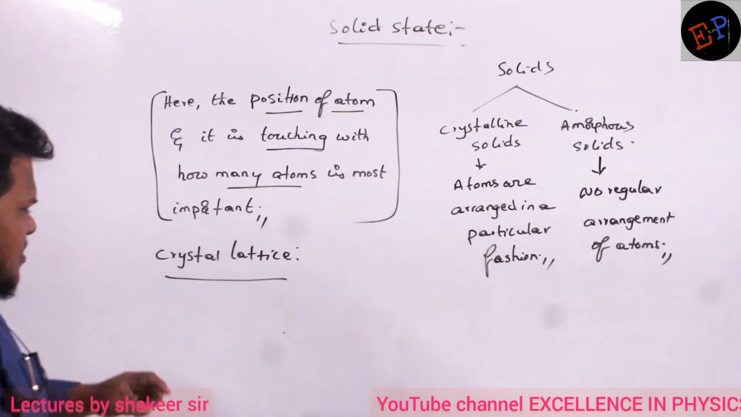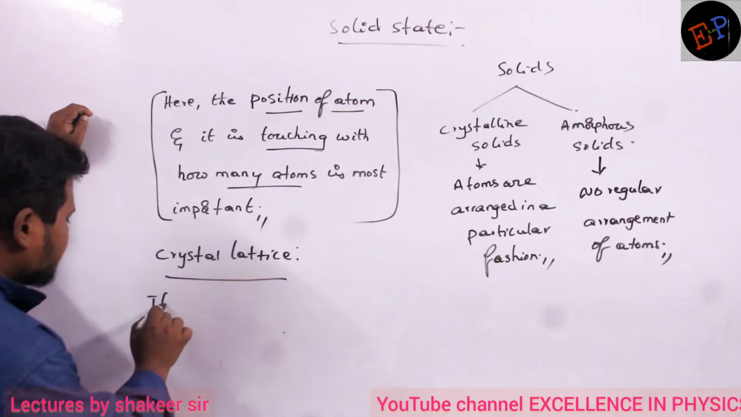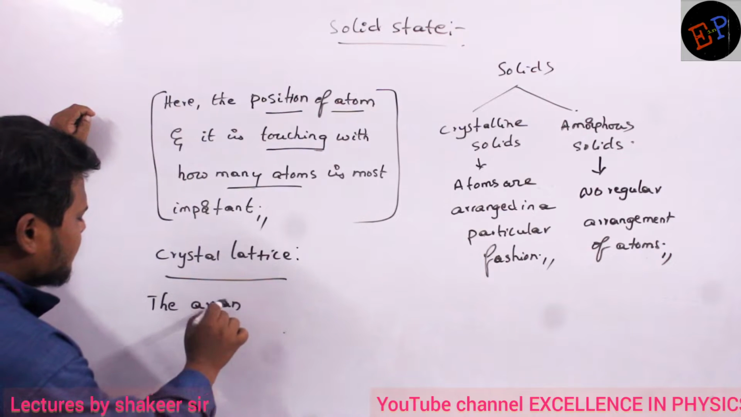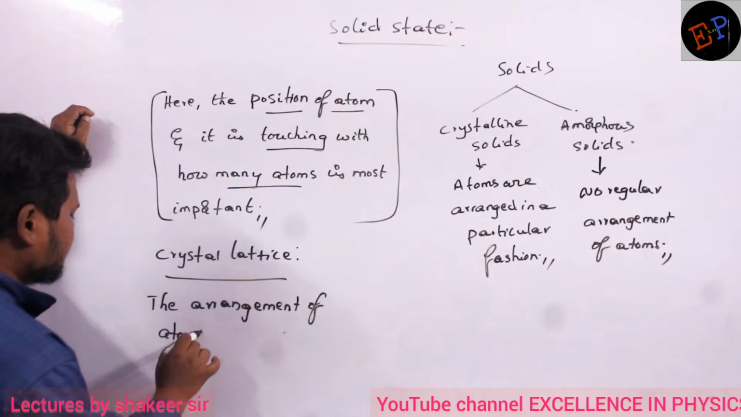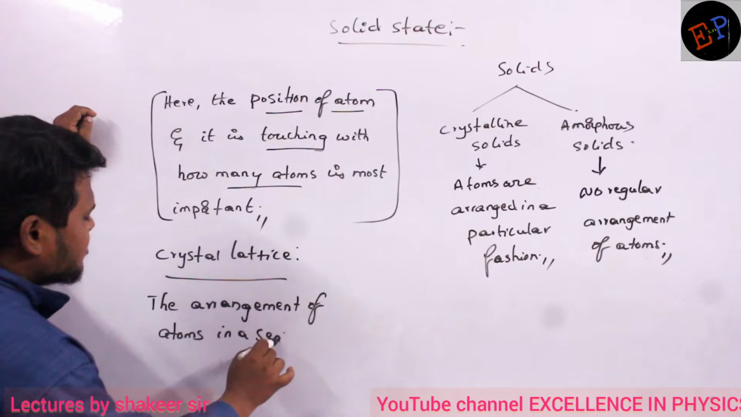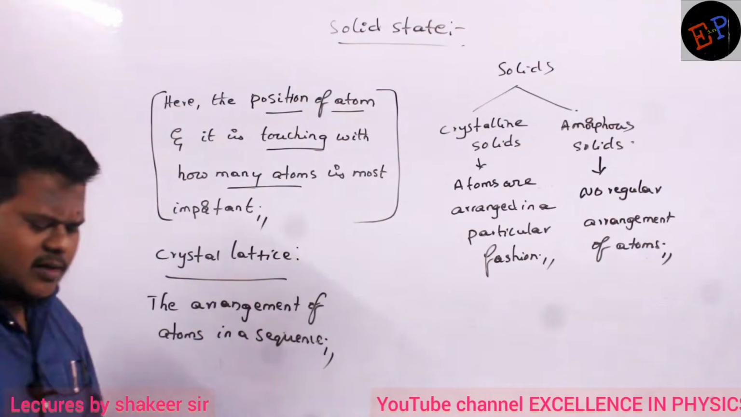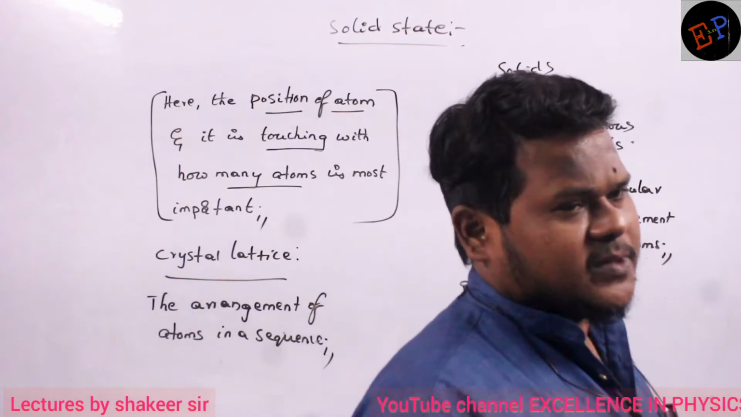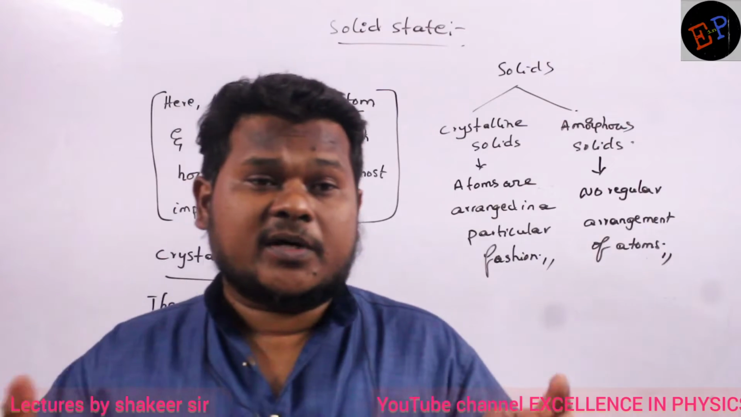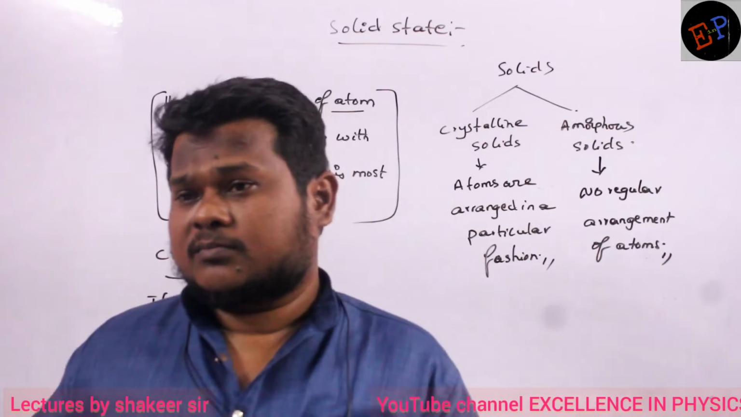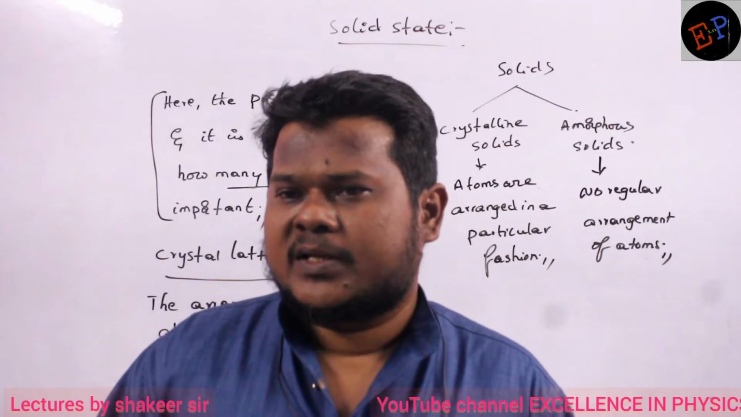Now the question is, what is meant by crystal lattice? Crystal lattice means the arrangement of atoms in a sequence or in a fashion. That is called crystal lattice. Are you able to understand? And there are many types of crystal lattices. Cubical lattices are present, hexagonal lattices, parallelogram type lattices, trigonal lattices, tetrahedral lattices are present. There are many types of lattices.